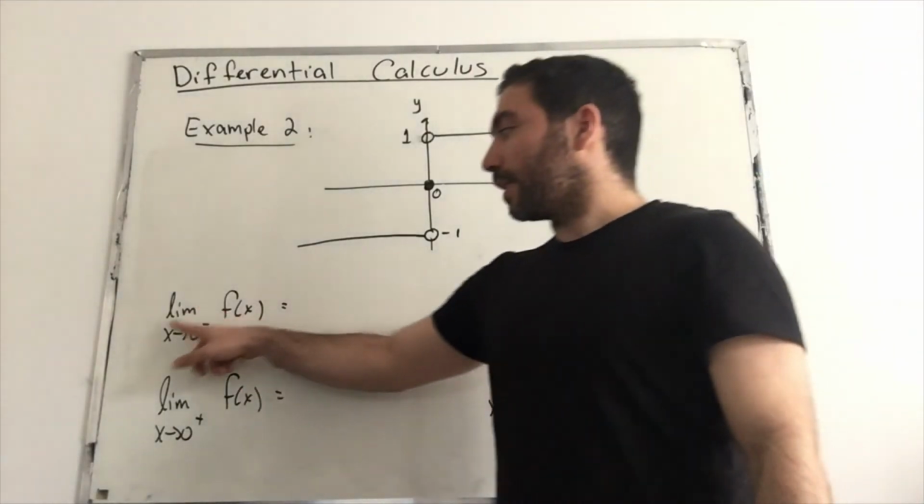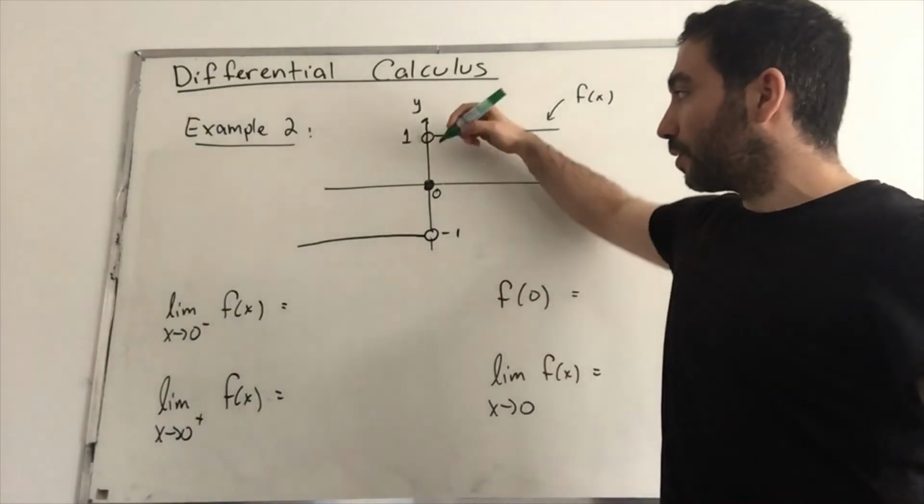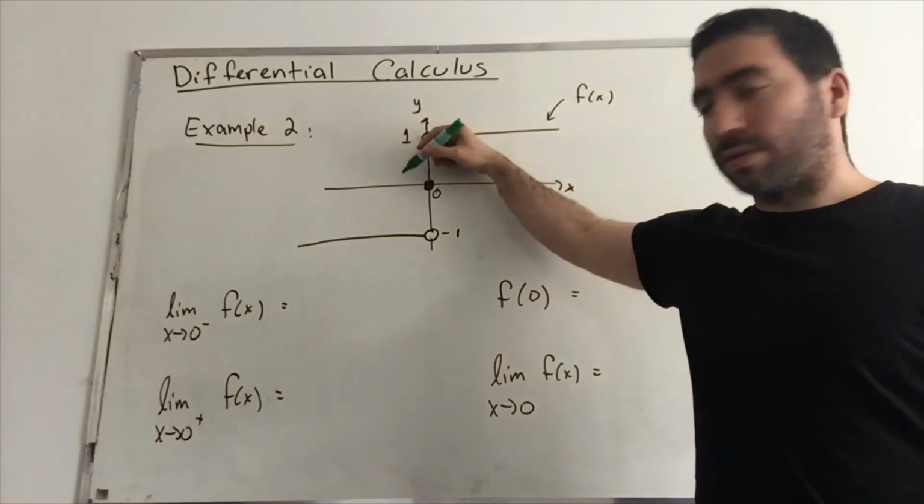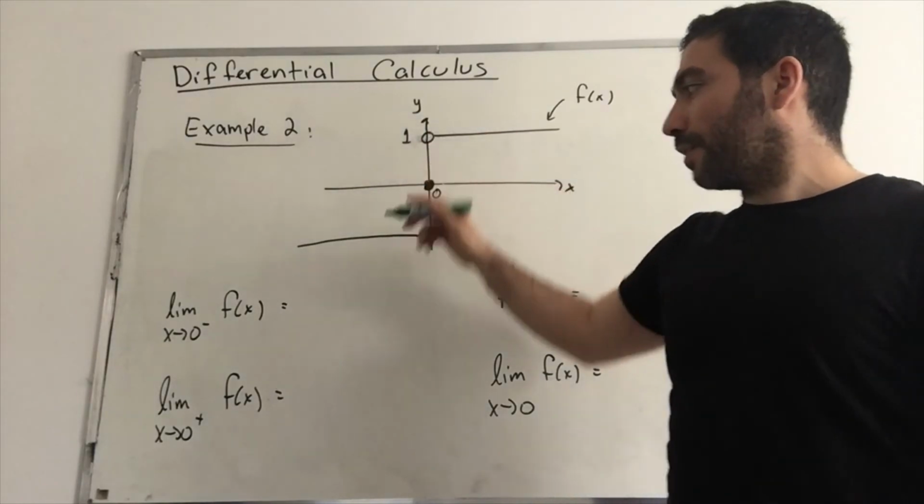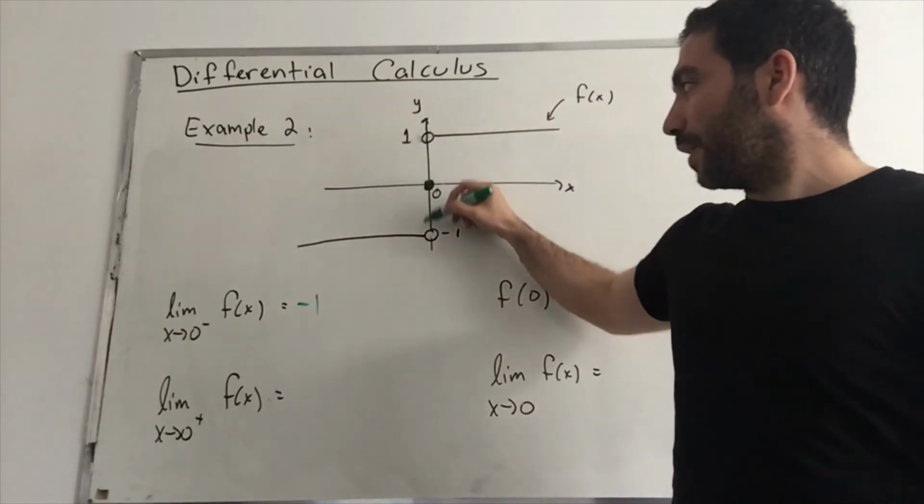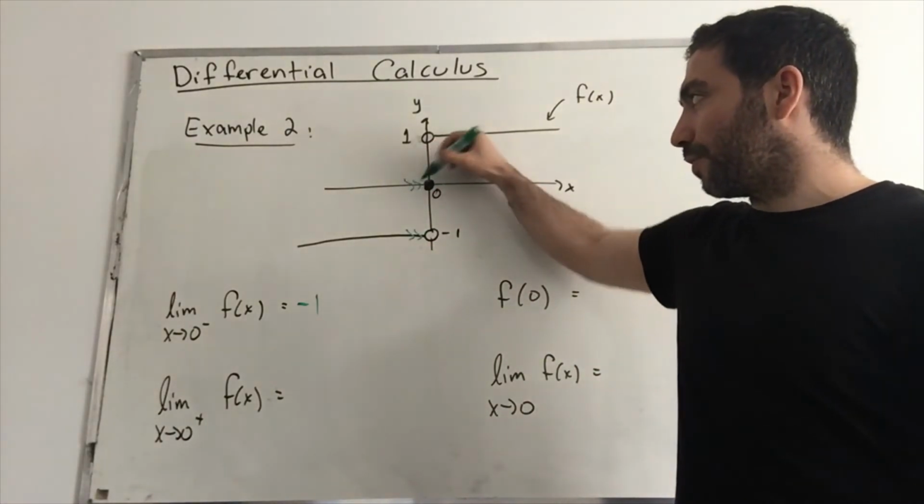So the limit as x approaches 0 from the left side of f of x is to the left of 0. So let's say negative 0.01. And that's going to give us a value of negative 1. It's going to come and hit the function down here. The value we're approaching is negative 1 as we approach 0 from the left side.